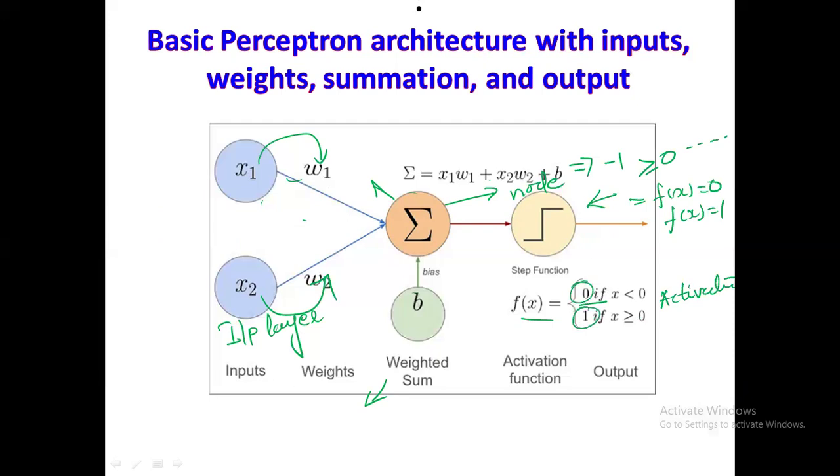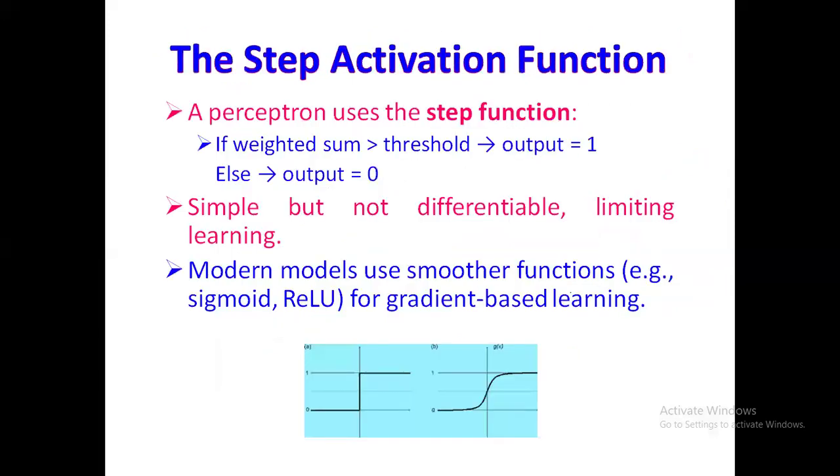So this is the basic structure of the perceptron: the input layer, and each input is associated with a weight value. This is the weighted sum, and here this is the output layer. Here we are applying the activation function to get the output. And the step activation function is used in the previous case. If the weighted sum is greater than the threshold value, the output is equal to 1, else the output is equal to 0.